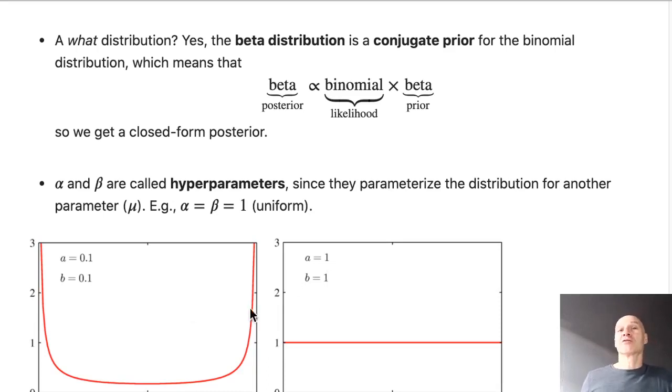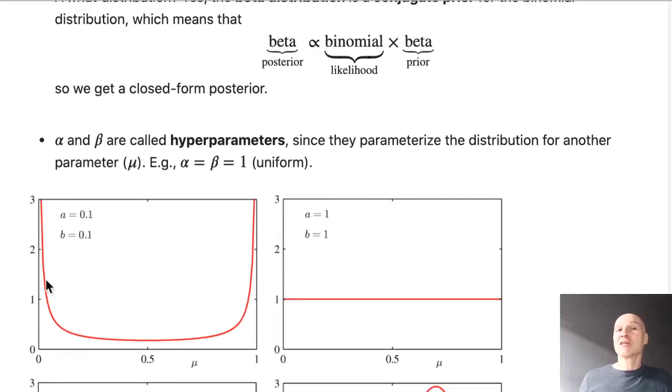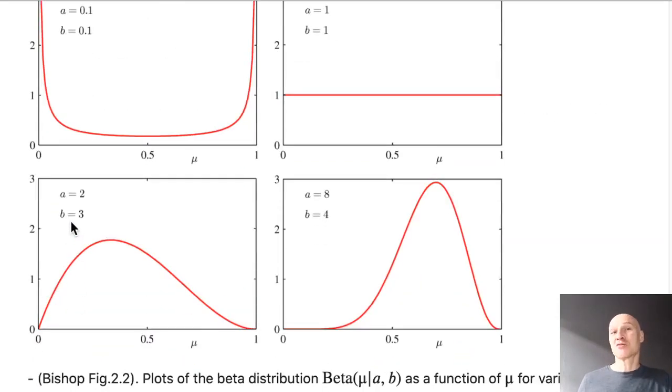But you can choose other values for A and B. You can choose values 0.1 and 0.1, which basically says that either you think it's going to land a lot on tails, or it's going to land a lot on heads, but there's a very low probability that it's a fair coin. And there are other choices for alpha and beta that give you the flexibility to encode any kind of knowledge you have about this coin.